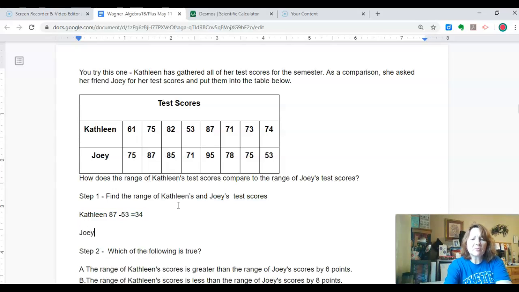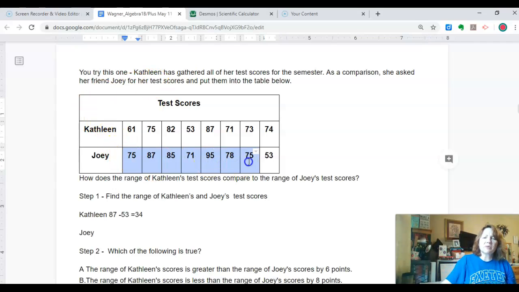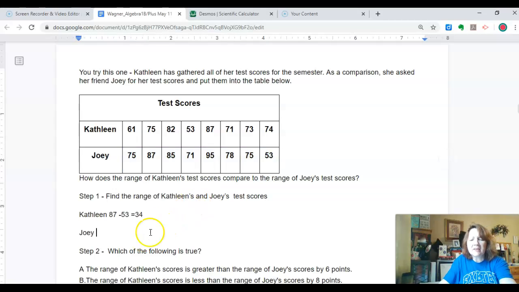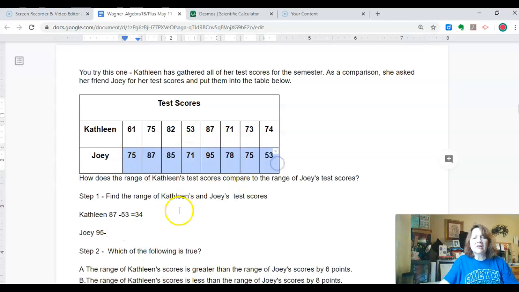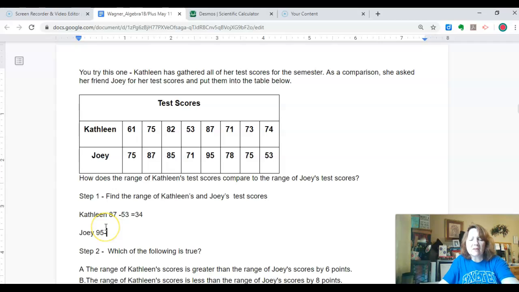So then I'm going to say, what is Joey? Well, here's Joey's scores right here. It looks like his highest score is 95, so I'm going to put 95 minus, and then I'm going to look here for his lowest score, and he also has a lowest score of 53, and I'm going to do that subtraction, and I'm going to get 42.